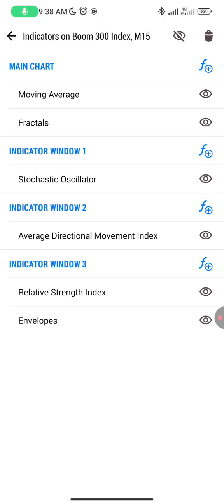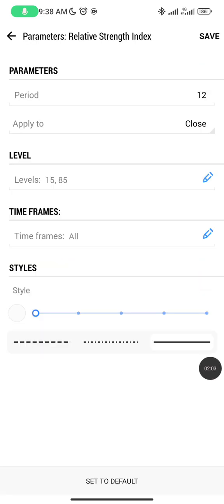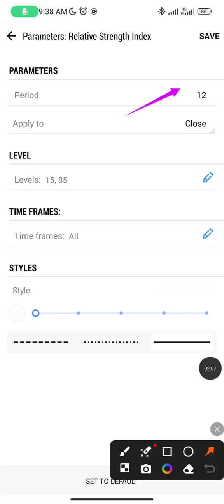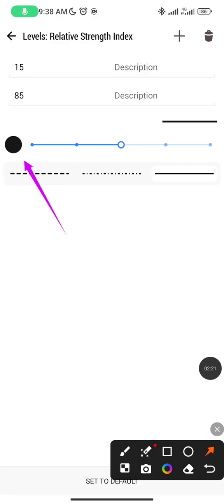Then the next one, we click this plus button here and search for relative strength index in the list. Now you get to relative strength index. You see that we have period 12, applied to close, and then for my levels I have level 5 and 15. You can put in the levels you want here, and I set the line to be black. So that is the level of the relative strength index.